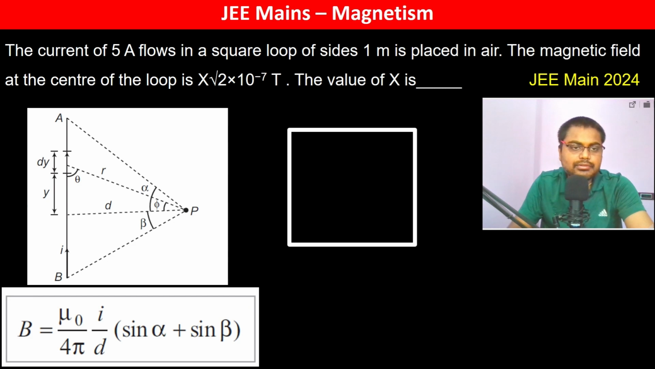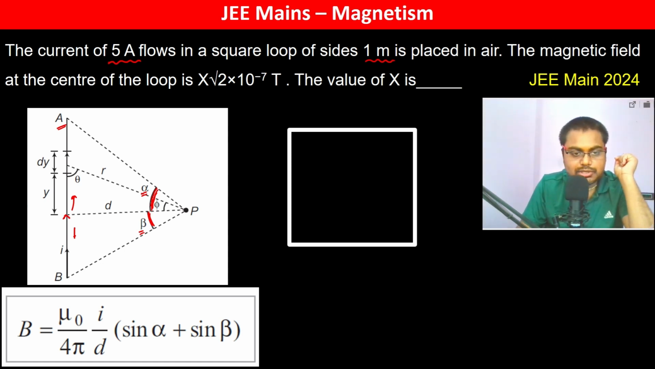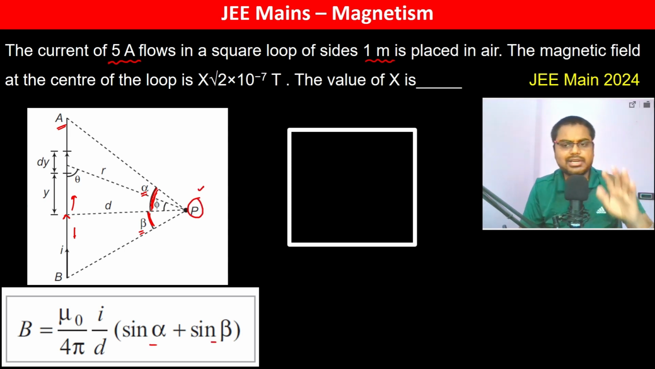The current of 5 ampere flows in a square loop of sides 1 meter placed in air. The magnetic field at the center of the loop is? So you see here, this is a straight wire which is subtending angles alpha and beta. The positive y part is subtending alpha and the negative y part is subtending beta, and it's carrying current in the upward direction. So the magnetic field produced at P is equal to mu naught I by 4 pi d times sine alpha plus sine beta.